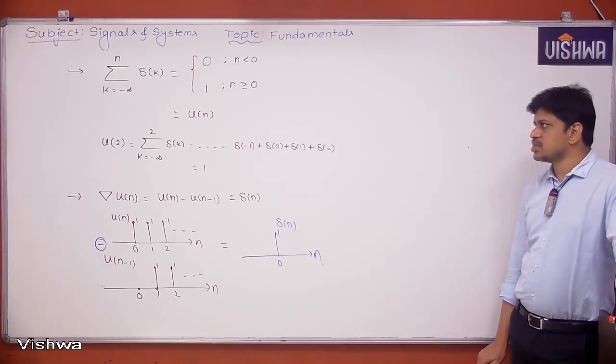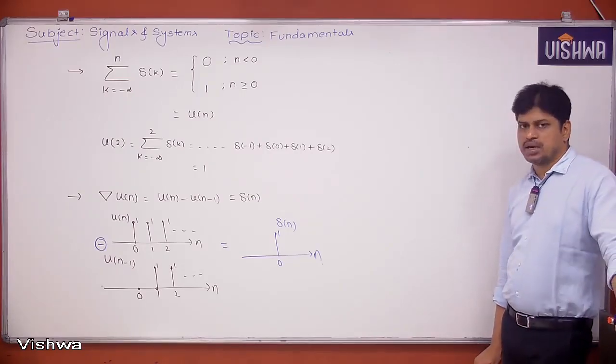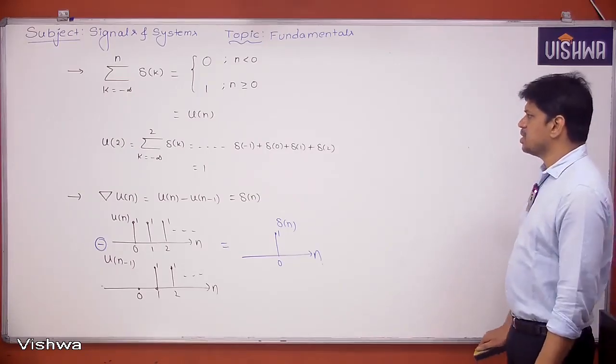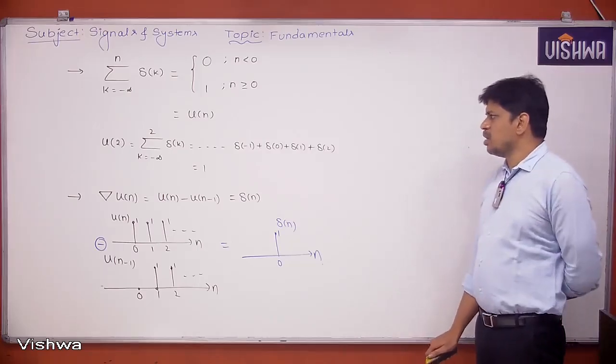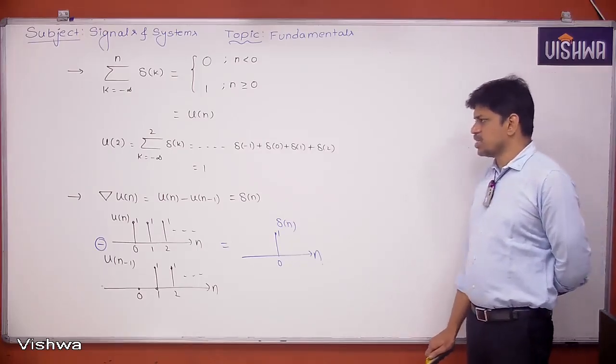Let's see next the relation between u of n and r of n. Are they exactly the same as the continuous time case, or are they deviating from that? Let's check it out.